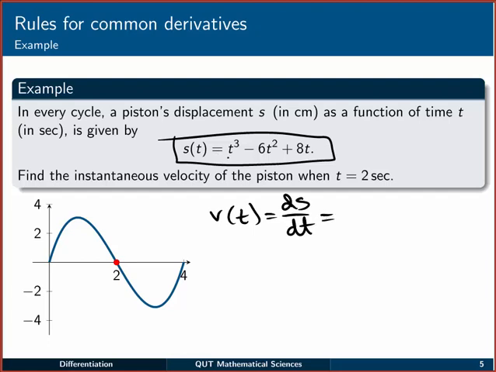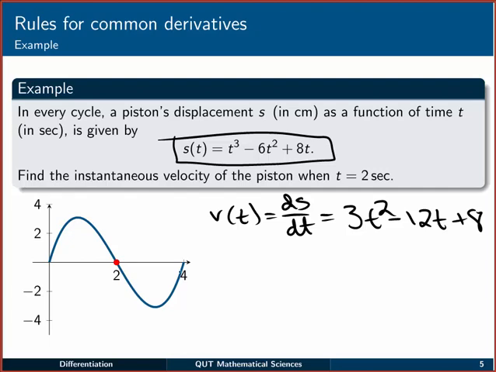And this is just a polynomial. Powers of t, all added or subtracted from each other. So we can use the rules that we know to differentiate. We get 3t squared minus 12t plus 8 as our instantaneous velocity at any time. So that would work for any time that we like.